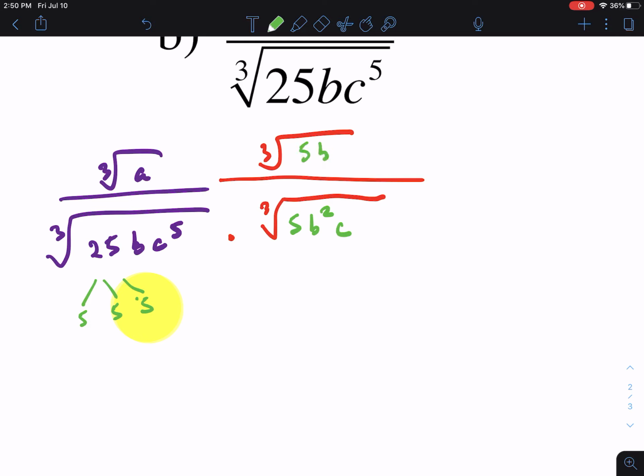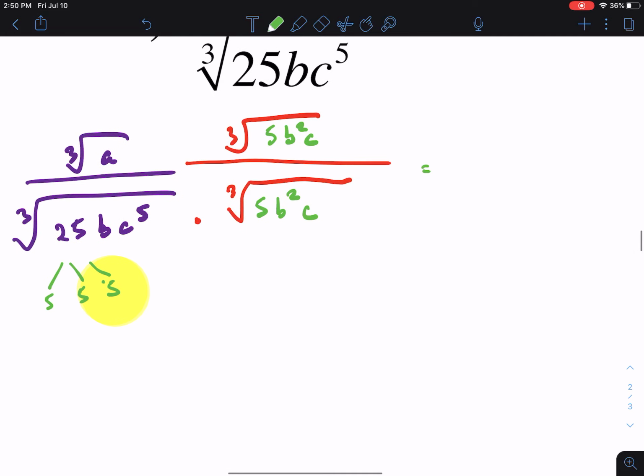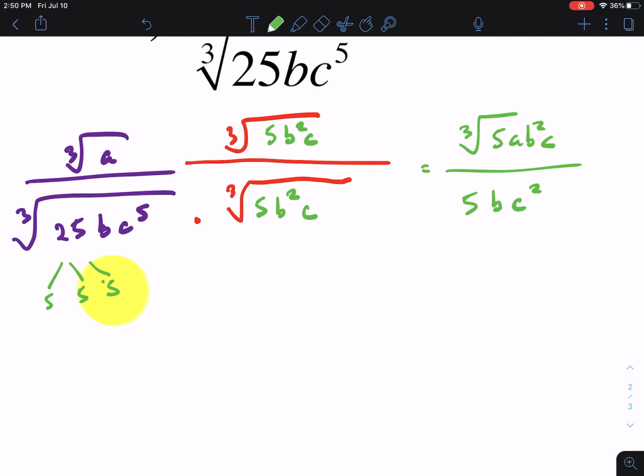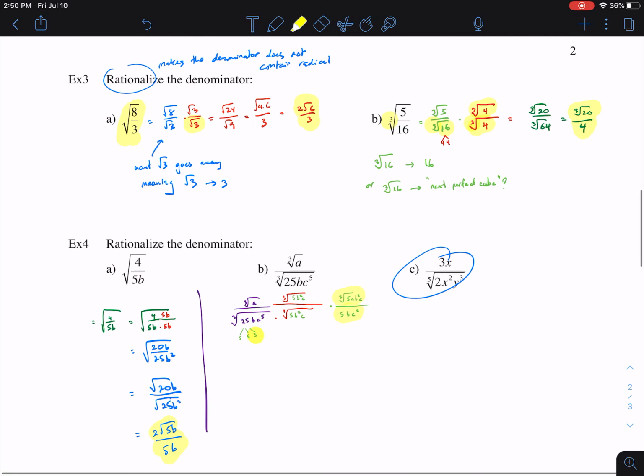So 5b squared c. So now our answer is 3 cube root 5 a b squared c over 5bc squared. And there's our answer. All right, hopefully that helps.